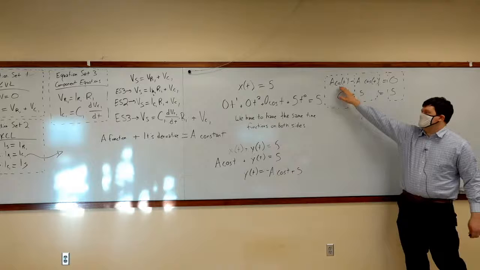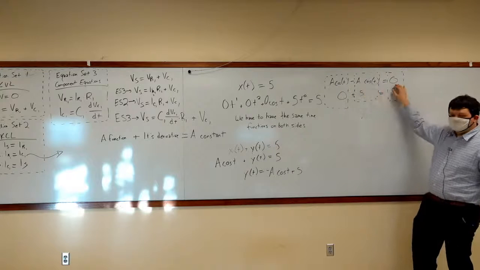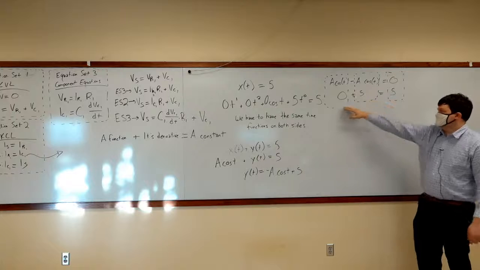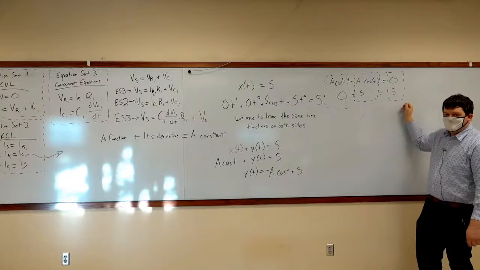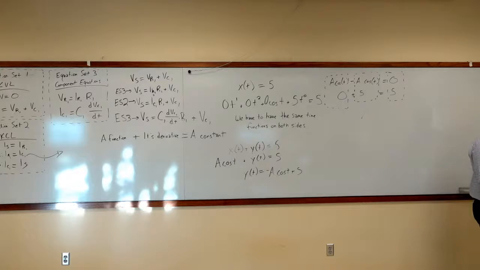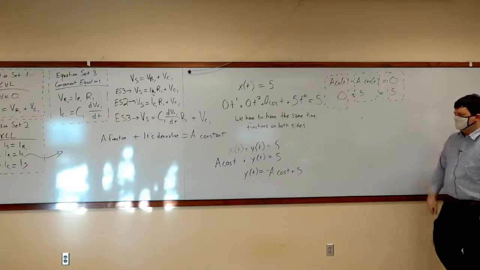Now this has the same time function. All of these are cosines. These have the same time functions. All of them are constants. Nothing groundbreaking, right? Hopefully. I hope this is fairly elementary. I'm like spoon feeding you.